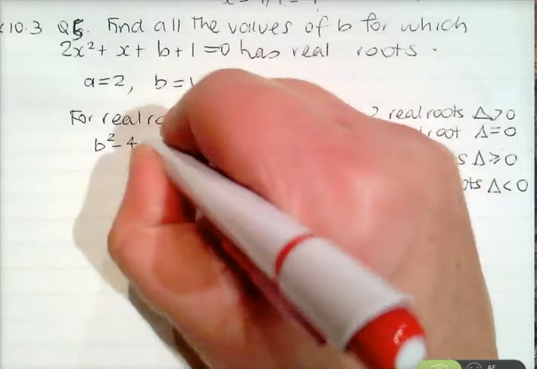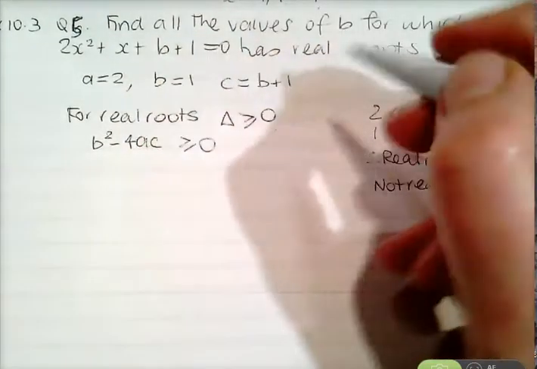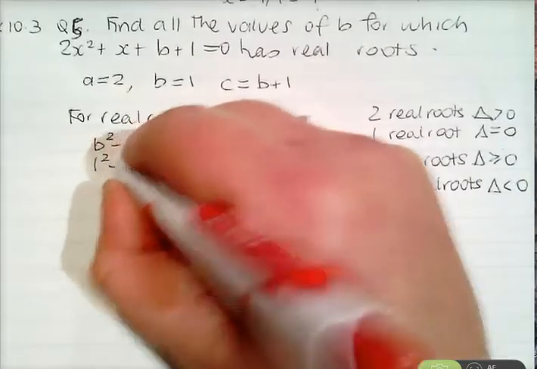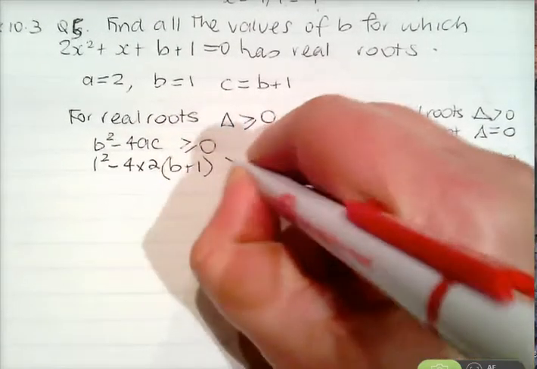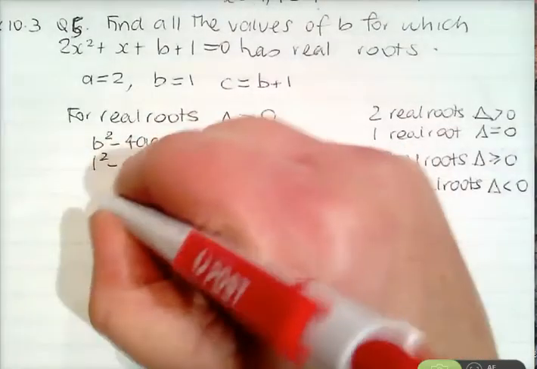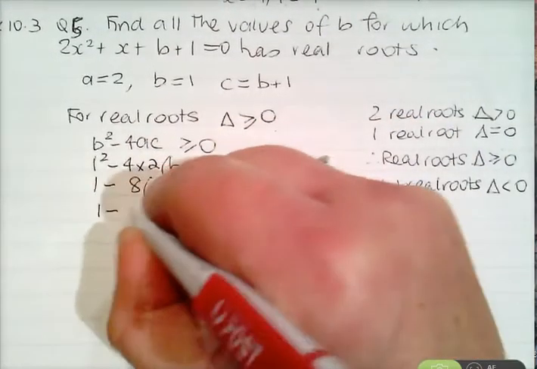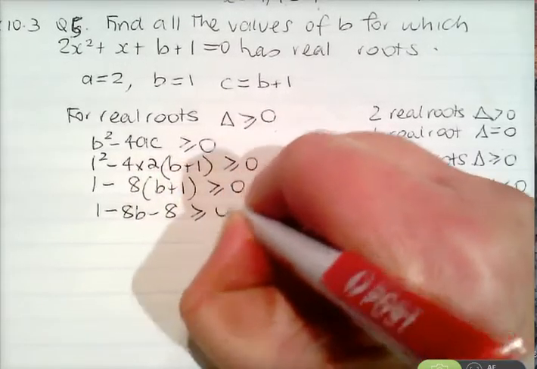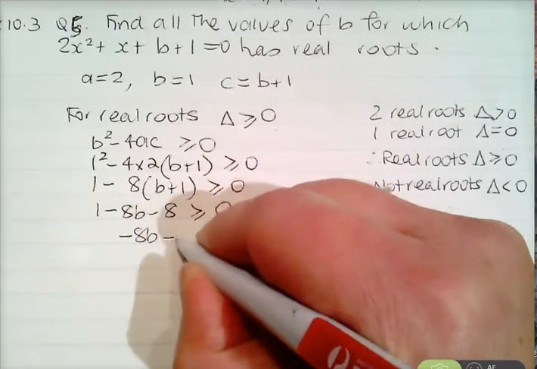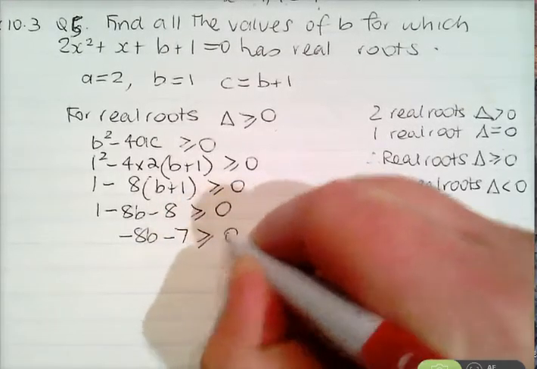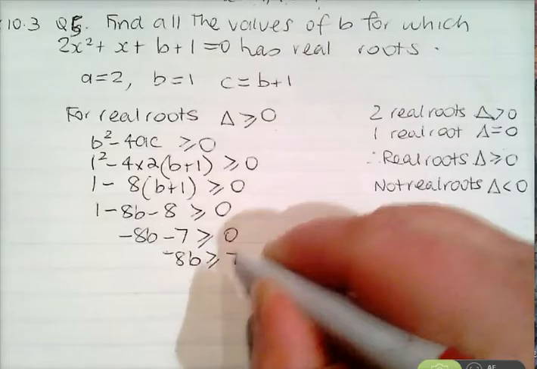So b squared minus 4ac has to be greater than or equal to 0. So let's see what we've got. b is 1, so 1 squared minus 4 times 2 times c, which is b plus 1, is greater than or equal to 0. So we've got 1 minus 8 bracket b plus 1 is greater than or equal to 0. 1 minus 8b minus 8 is greater than or equal to 0. In other words, negative 8b minus 7 is greater than or equal to 0, or negative 8b is greater than or equal to positive 7.